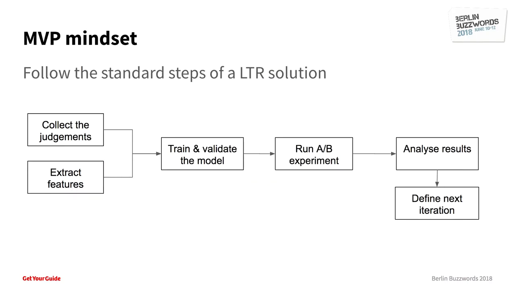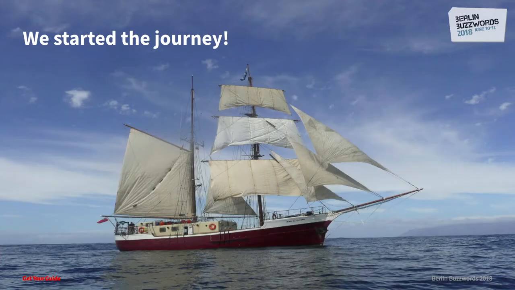And then for this V1, we tried to be very MVP. So we follow the basic standard steps of an LTR solution, following what everyone is doing. I will cover these steps during the presentation, but basically we need to collect judgments, extract features, then have our training set, train and validate our models, run A/B tests, analyze the results, and define the next iteration.